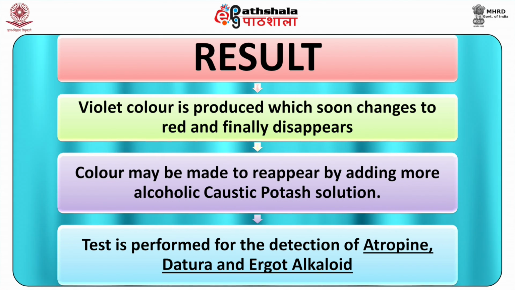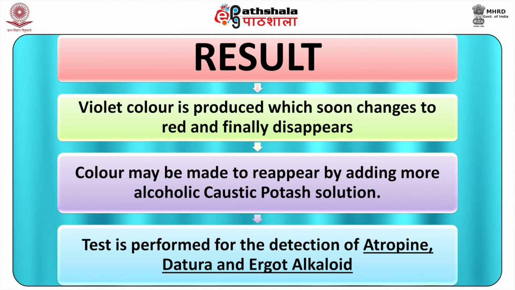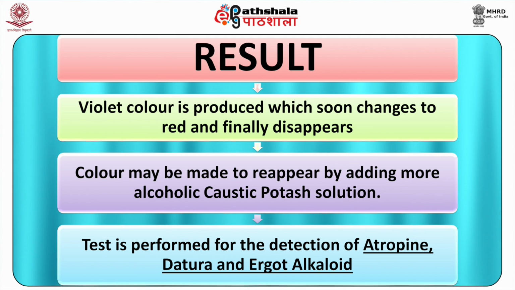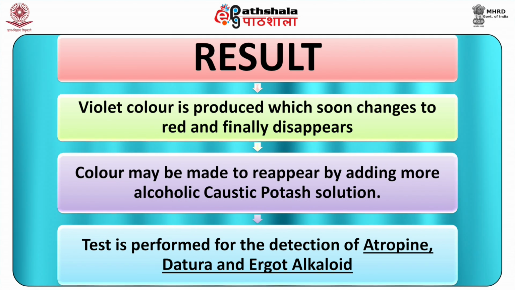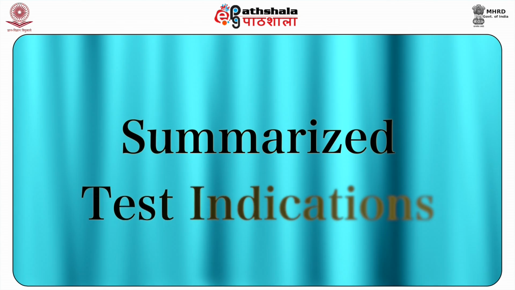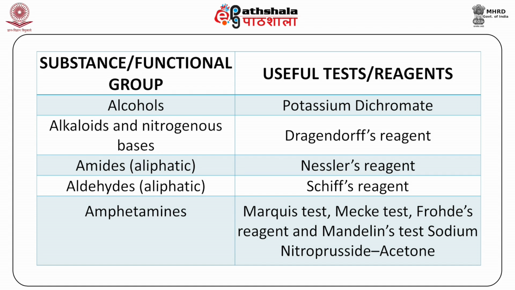The color may be made to reappear by adding more alcoholic caustic potash solution. This test is performed for the detection of atropine, datura, and ergot alkaloids. Here we have the summarized test indications. In one column we have shown the substances or their functional groups, and in the second column we have shown the useful tests or reagents.